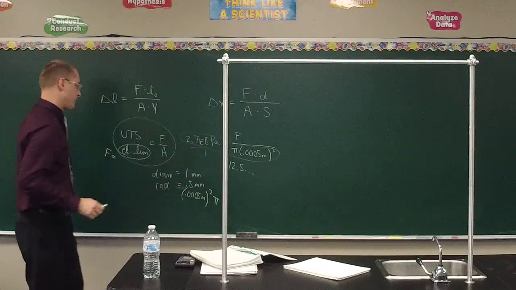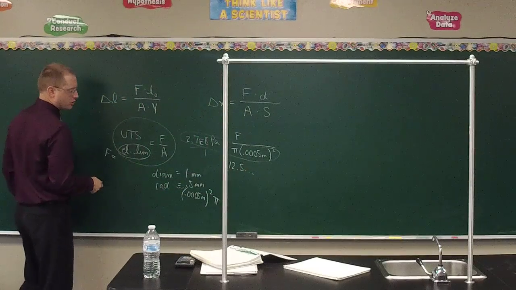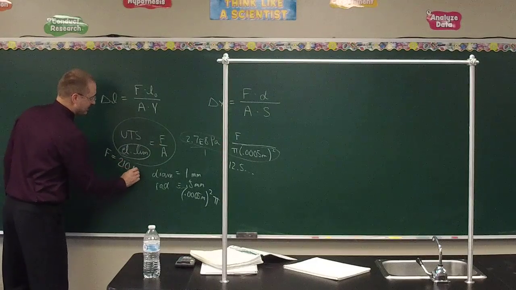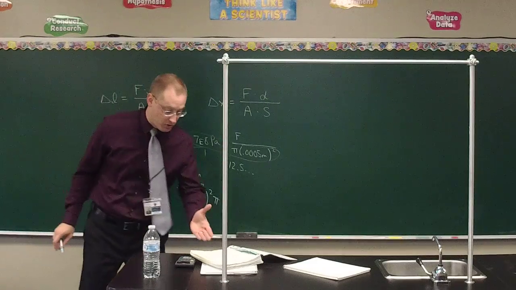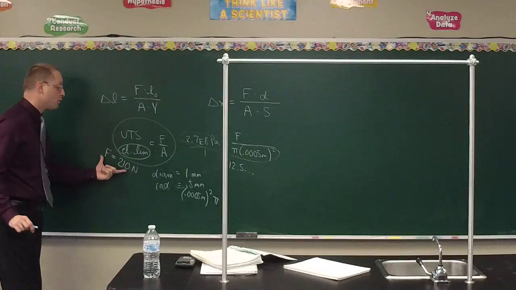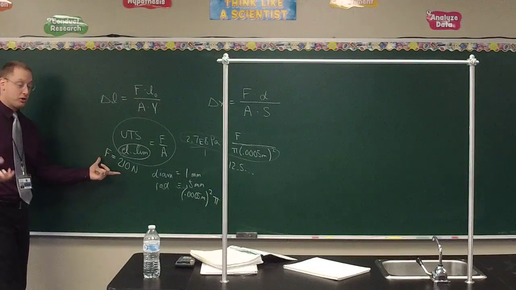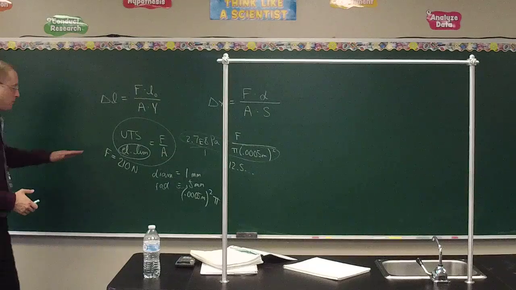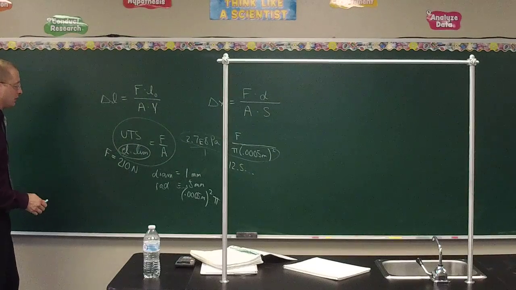Okay, and then round it off. I think it was just 2 sig figs in the problem, so we'll round to 210 newtons. So, 140 newtons that they had hanging there, that's not too far from the elastic limit, right? It's 2/3 of the way there. So they were getting close to that maximum stress before the object would be permanently deformed.